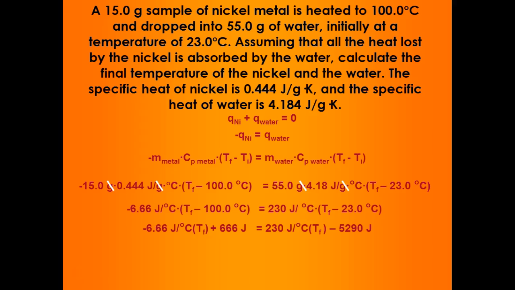At this point, I combine my like terms. So the joules terms go together, as well as the joules per Celsius TF terms. And I isolate TF because that's what I've been trying to find. That's my final temperature. So when I divide both sides by 237, I see that the final temperature should be 25.1 degrees Celsius.